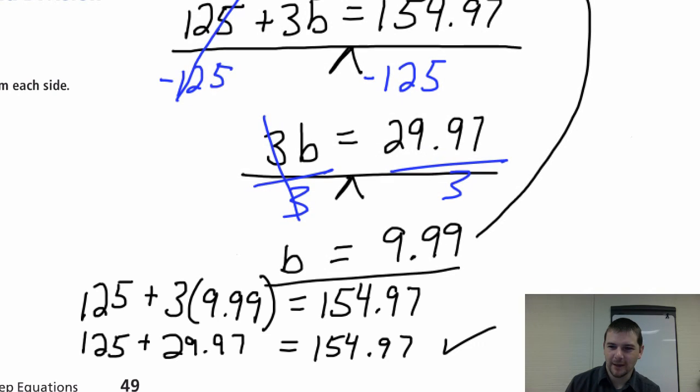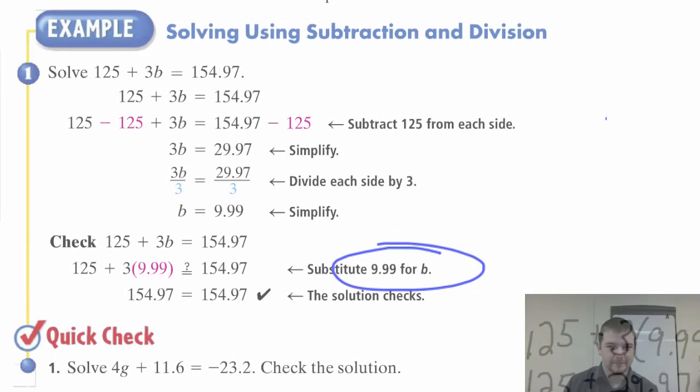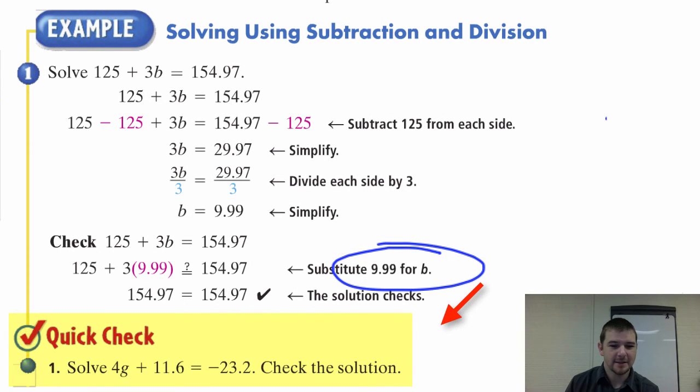Now, of course, since I'm working here adjacent to the book's example, 154.97, there we go. It was correct. And time for a quick check. Solve 4g plus 11.6 equals negative 23.2, and check your solution.